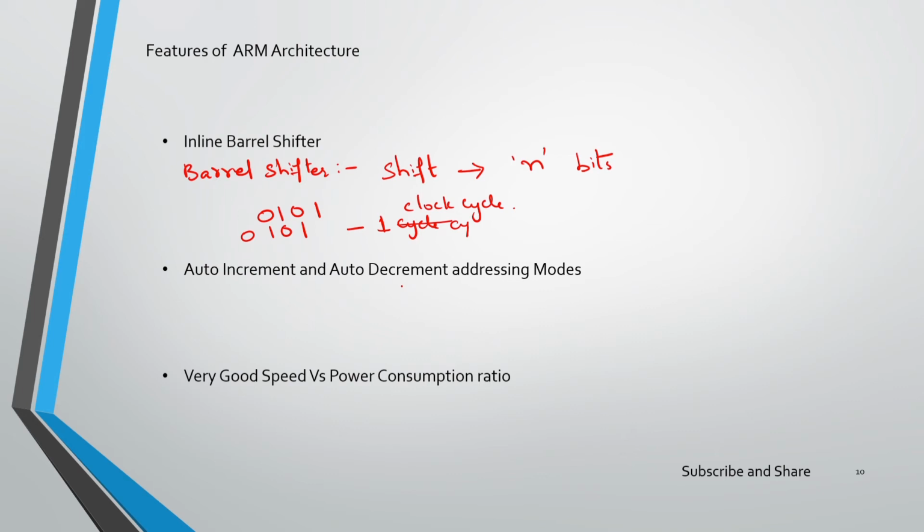But the barrel shifter can shift the operand n bits in only 1 clock cycle. So the barrel shifter gives the ability to perform a general shift operation in a single clock cycle. You can do it any number of times, n bits. N times you can shift it in only 1 clock cycle. This is an important feature of your ARM architecture.